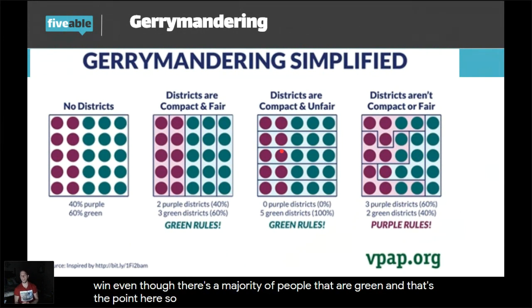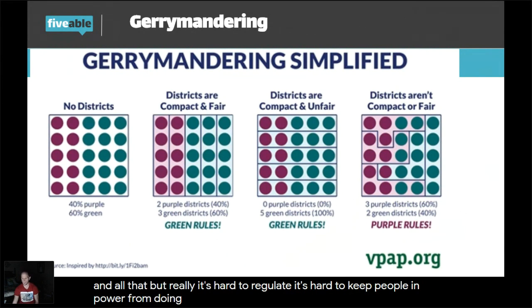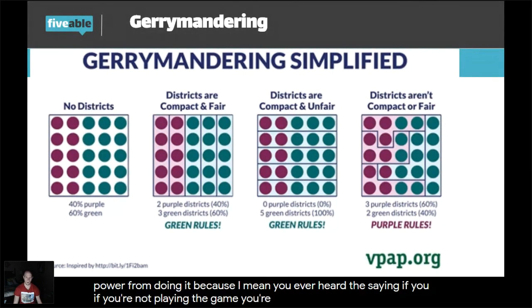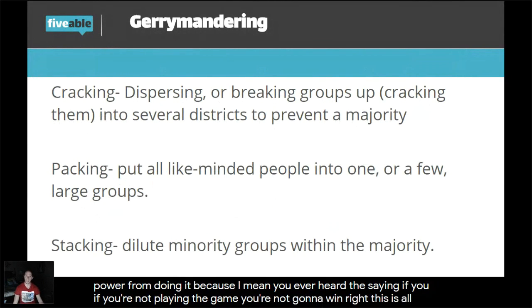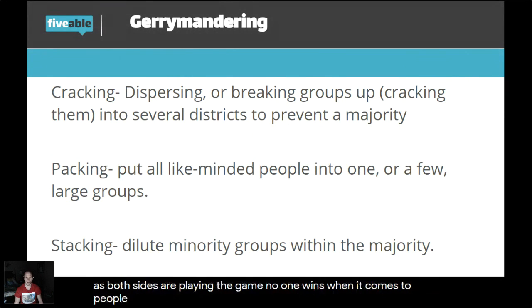So gerrymandering is considered unfair and all that, but really it's hard to regulate and it's hard to keep people in power from doing it because, I mean, you ever heard the saying, if you're not playing the game, you're not gonna win, right? As long as both sides are playing the game, no one wins when it comes to people getting their views heard by their legislators.